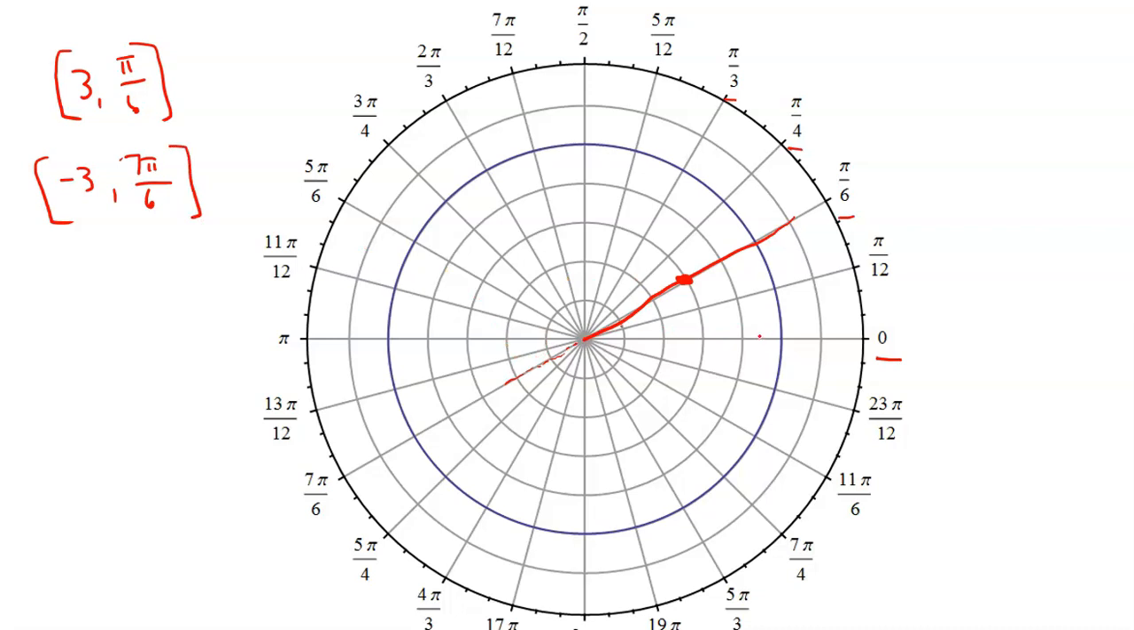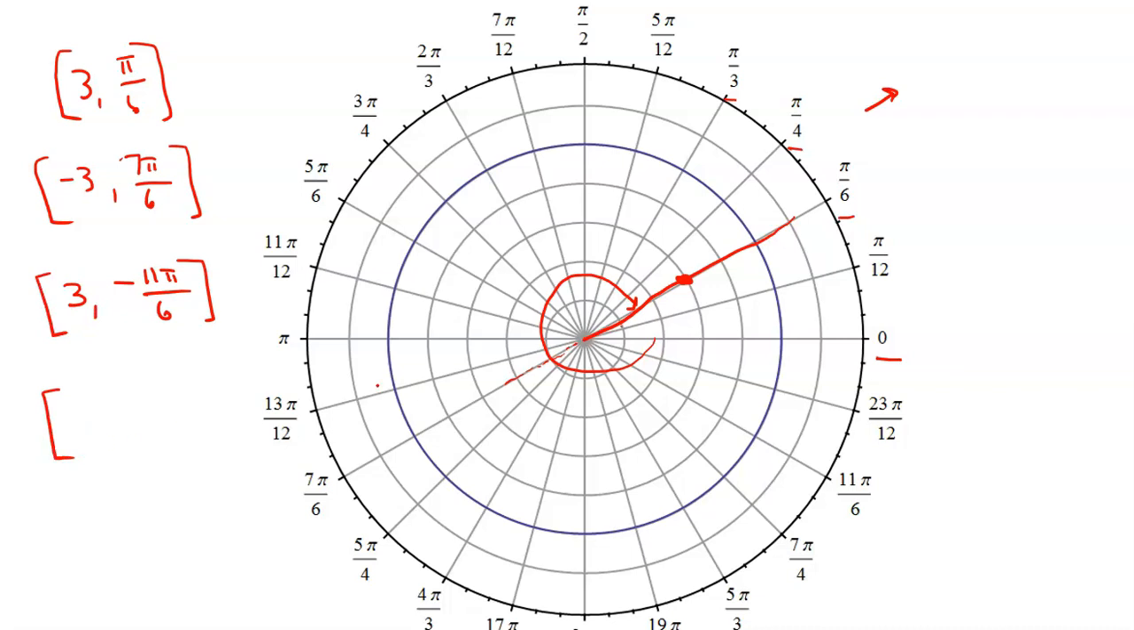Or I could start here at 0 and go around the unit circle this way, 11 pi over 6 in reverse, so I could go negative 11 pi over 6. And when I do that, the angle is going up to the right. So I would walk forward 3 units to get there. Okay, so a positive and a negative.